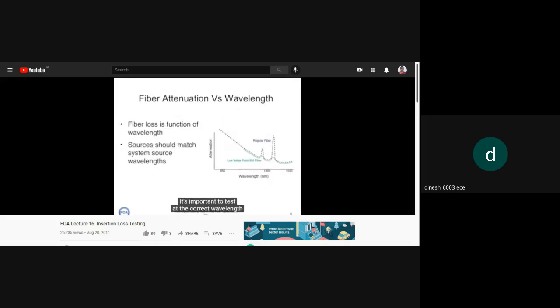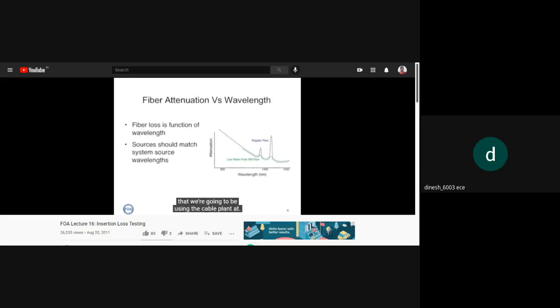It's important to test at the correct wavelength because the loss of the optical fiber is very much a function of the wavelength of light. Basically, it's caused by scattering, which is highly dependent on the wavelength. So we want to test the fiber at the wavelength that we're going to be using the cable plant at.